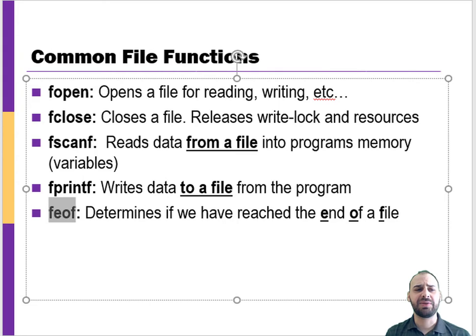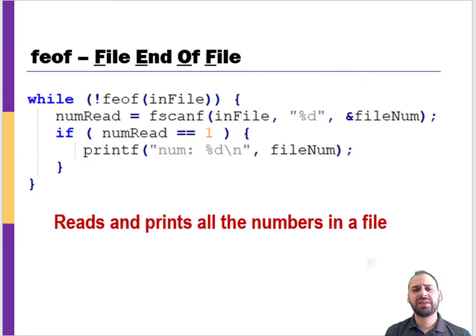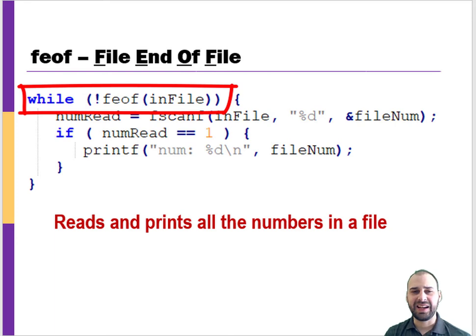Very helpful. Here's an example of a common way of doing it. A common way of using feof is to say, I want to keep using fscanf until there is nothing left to read. So, while we are not at the end of the file. Notice we have the exclamation point for not. We're saying, continue looping while we are not at the end of the file. So that's an example of actually applying that function and using it.